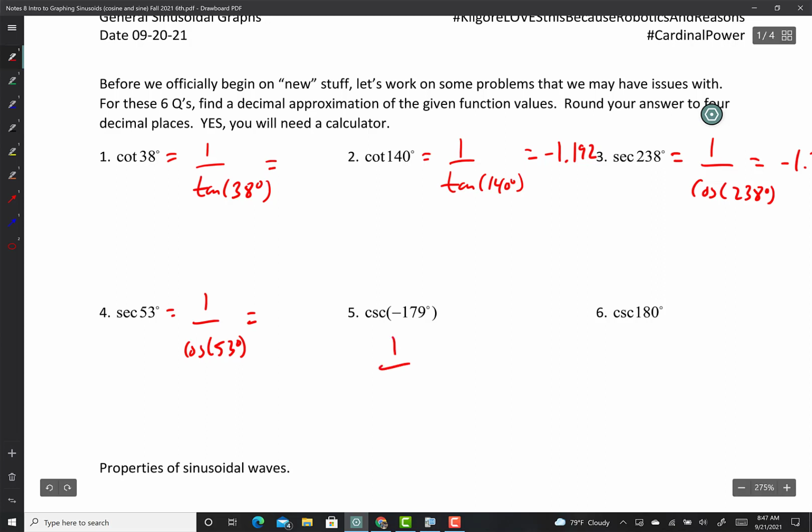Cosecant is the reciprocal of sine, so 1 divided by sine negative 179. Because this one's really close to negative 180, I expect this one to be big, like, I don't know, 40, 50, 60, maybe 70. So this one, number 5, is probably going to be a big negative number. So hook me up with number 4 and number 5.